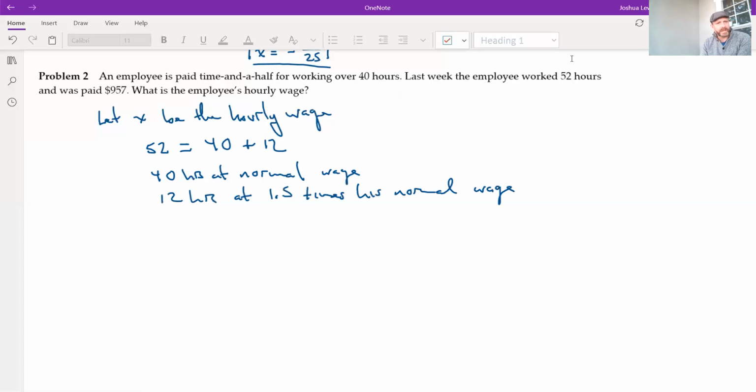So this payment of $957, this came from two places, his regular wage plus his overtime. And so I want to create an expression for that, right? He worked 40 hours at normal wage plus, and then 12 hours at 1.5 times his normal wage. And together, that gave us a total of $957.